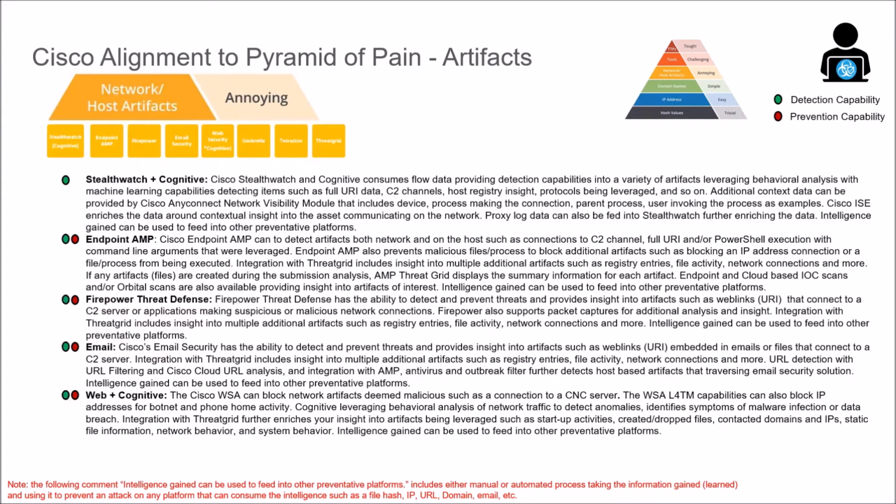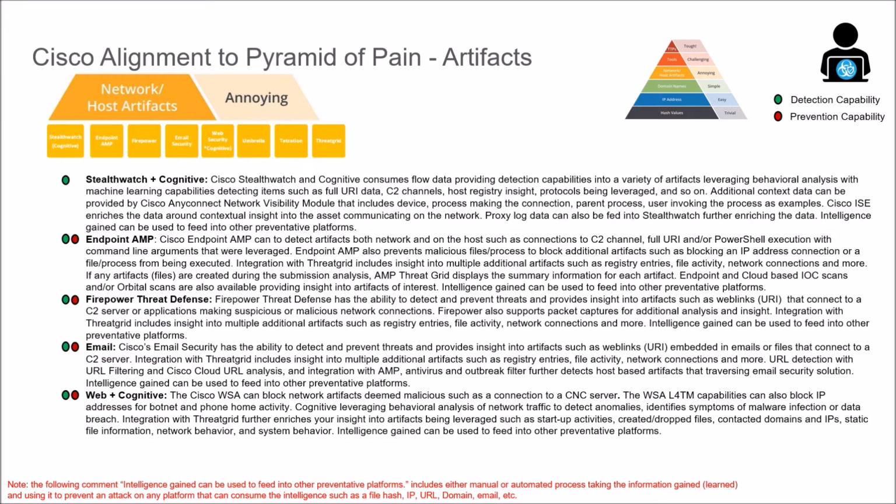Endpoint and cloud-based IOC scans, as well as orbital scans, are also available, providing insight into artifacts of interest. So, for example, I can quickly run an orbital scan from Endpoint AMP to tell me what services are running on an endpoint, right? I can also pull specific registry keys that I'm interested in looking for. Obviously, intelligence gains here can be used in preventative platforms.